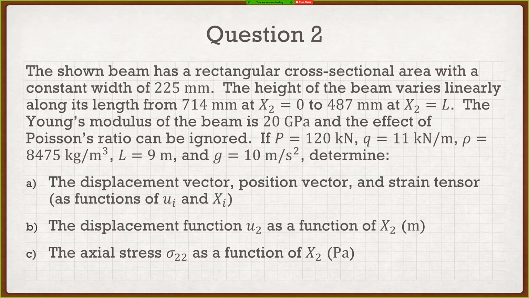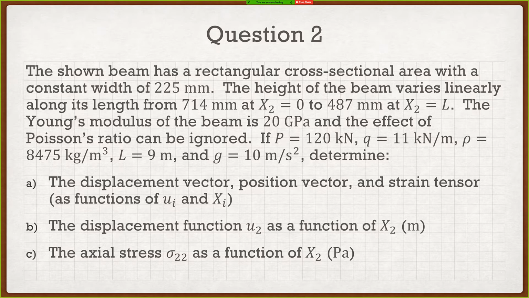We don't have to figure out what ui and xi are. We just have to input them as ui and xi. And we're going to talk about that in the theory, so part A is not a problem. Where it starts to become a problem is part B, where it wants that displacement function u2 as a function of x2. And again, it wants it in a value of meters, so we're going to have to keep that in mind when we define our units.